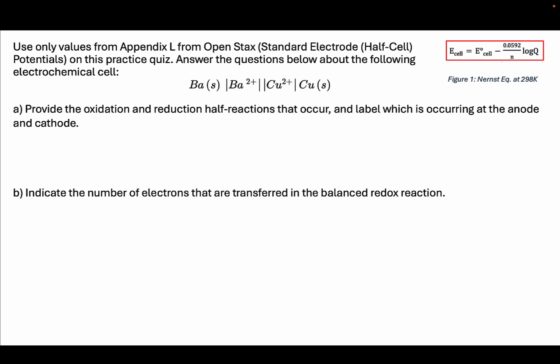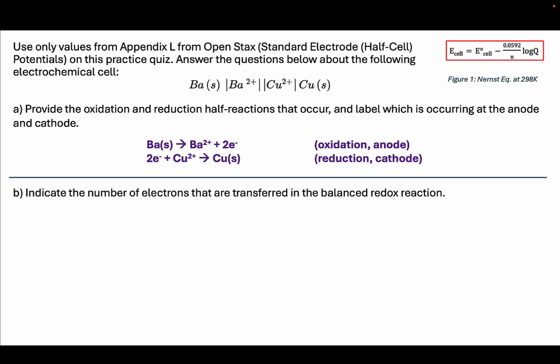Breaking into half reactions is where this notation is really helpful, because on one side of the double line we have the oxidation, and on the other side we have the reduction. That's exactly what we have here. Barium to barium-2, on the left side of the double line, is our oxidation. Barium is losing 2 electrons, and this is the anode. On the other side, we have copper-2 gaining 2 electrons to become solid copper, and therefore being reduced. This is the reduction, and it's at the cathode. That's all we need for the first part.